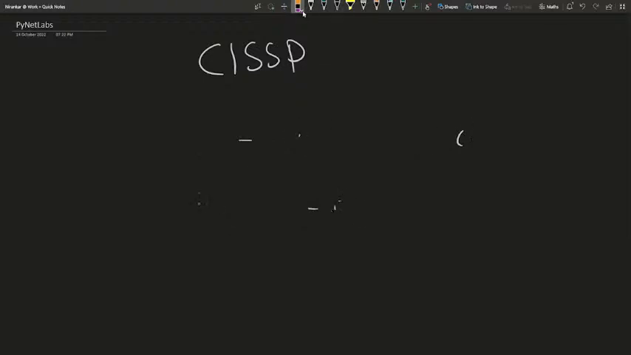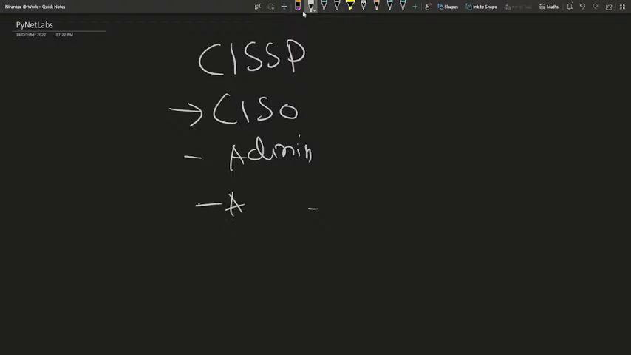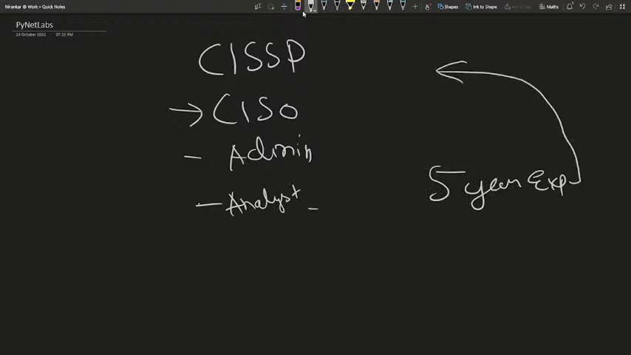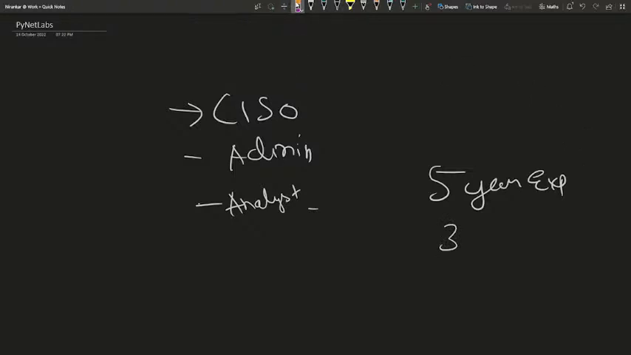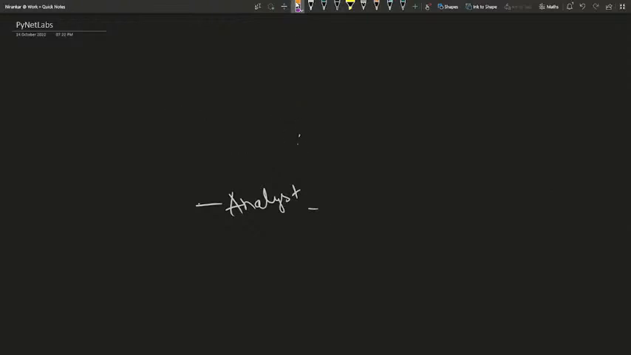Now, after doing the CISSP, you can become a CISO. You can be a security administrator. You can be an IT security engineer, senior security consultant, or information assurance analyst. Also, you need 5 years of experience before pursuing this certification, or 3 years. You cannot directly go for this after CEH or OSCP. For CEH, you need 2 years of experience.